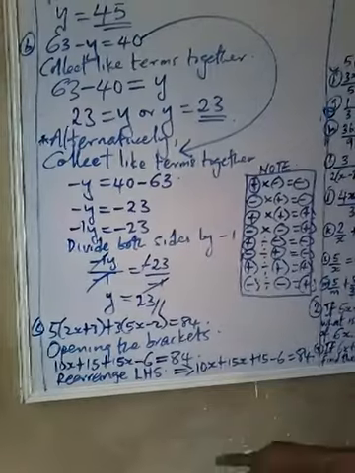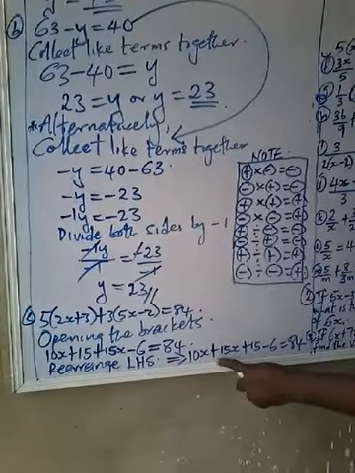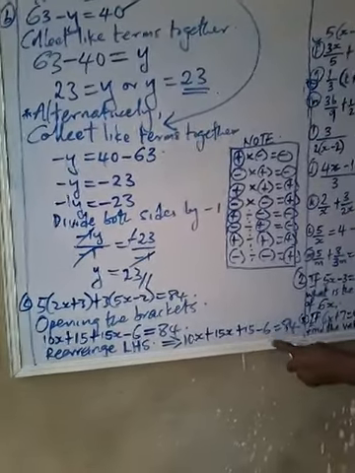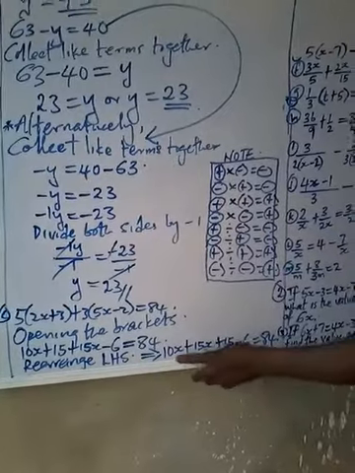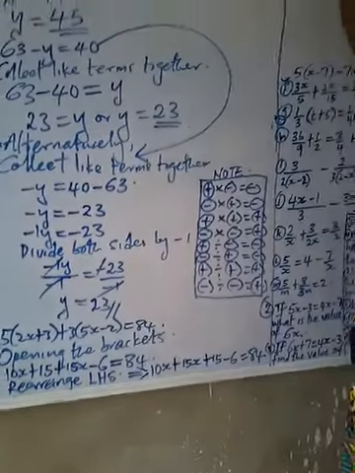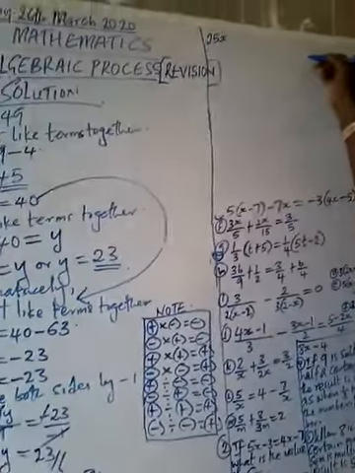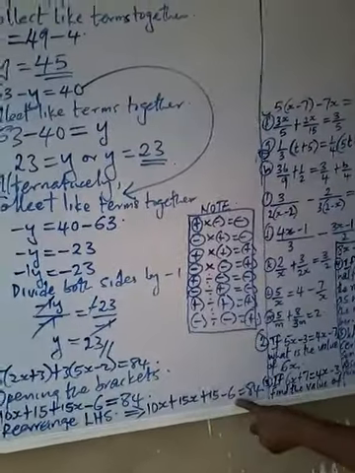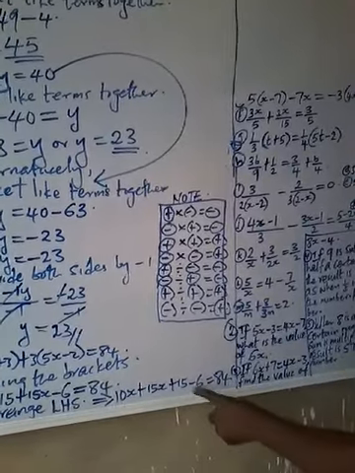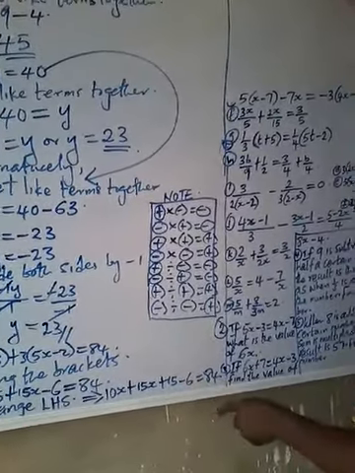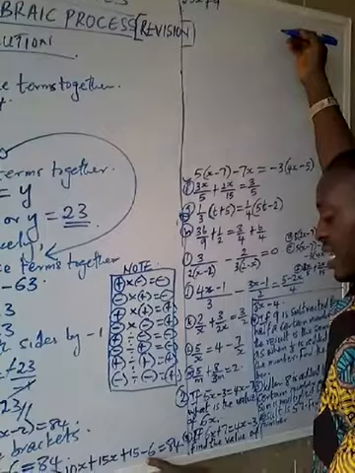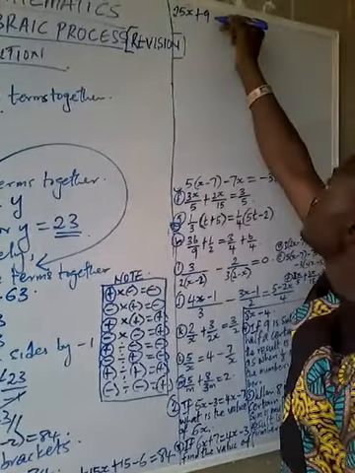So after rearranging, you have 10x plus 15x plus 15 minus 6 is equal to 84. It is simplified. Now you can add the terms in x together. 10x plus 15x will give you 25x. Then 15 minus 6 will give you 9. You have 15 naira and you take away 6 naira from it. You have 9 naira left. Is equal to 84.